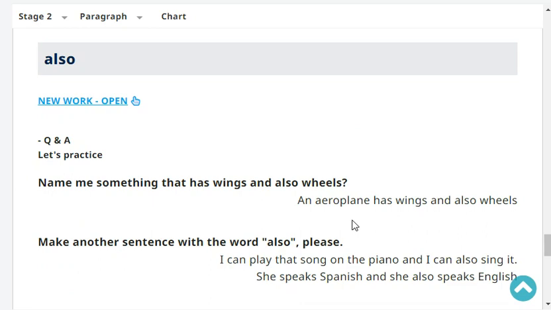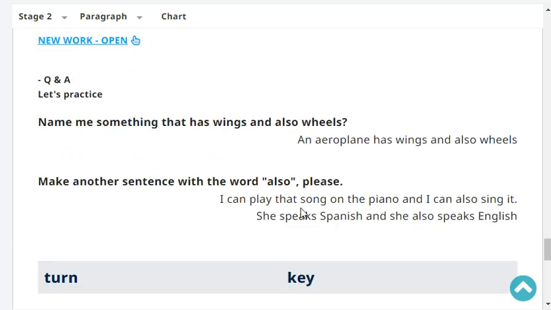Also, name something that has wings and also wheels. An airplane has wings and also wheels. Make another sentence with the word also, please. I can play that song on the piano and I can also sing it. She speaks Spanish and she also speaks English.